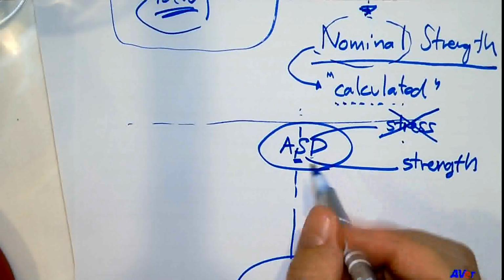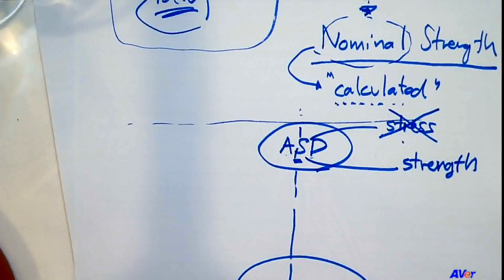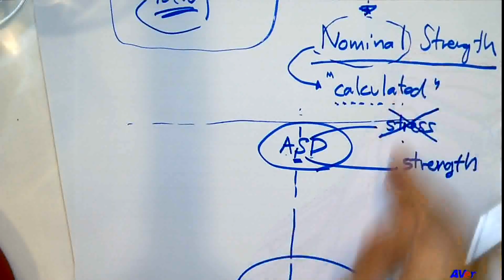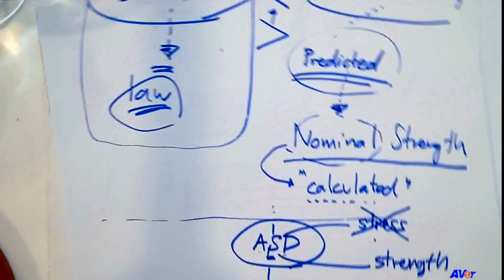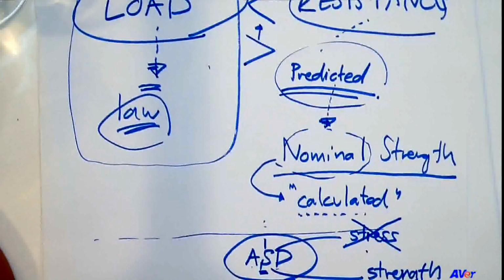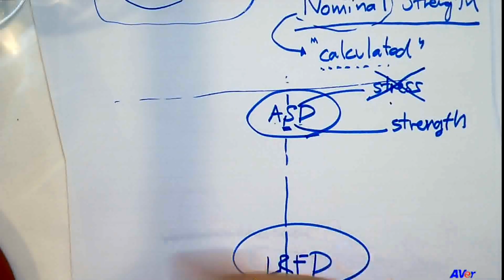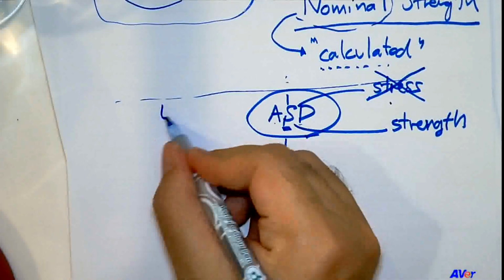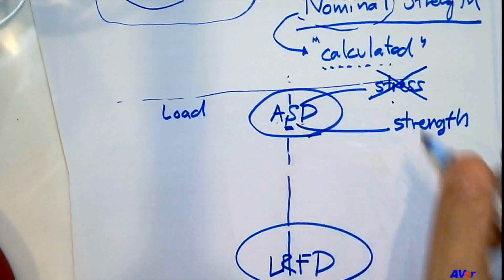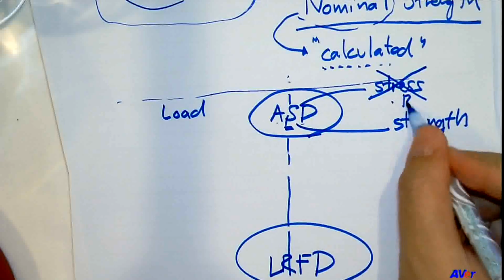Now, whatever you use, ASD or LRFD, we shall have the same set of equations to predict the strength on the resistance side, which is, it's too big. Yeah, okay. The resistance side is on the right side, okay? And this is the load. So let me write it down again. Load and resistance here. Okay.